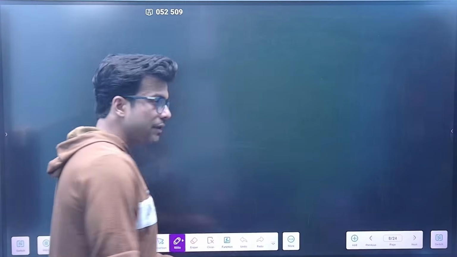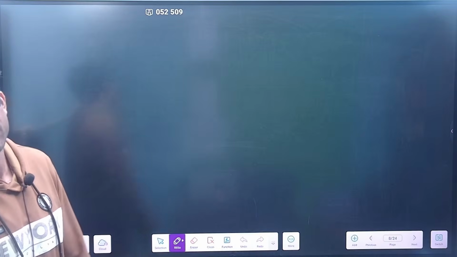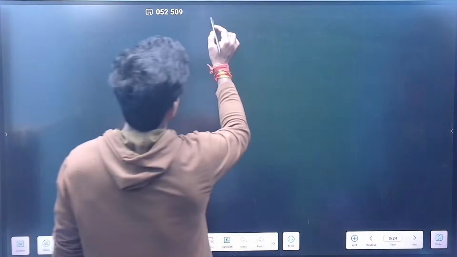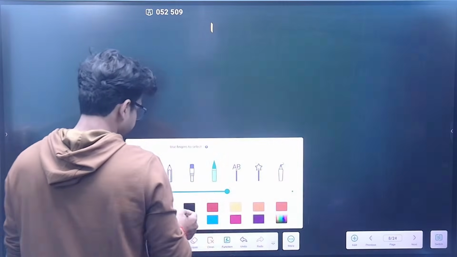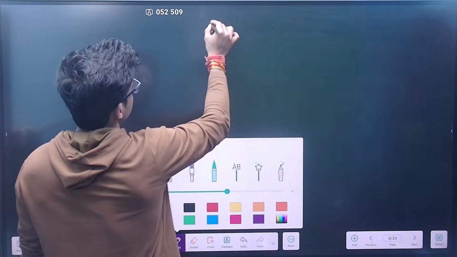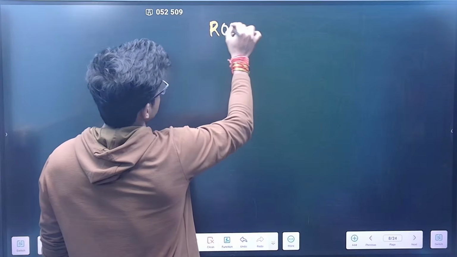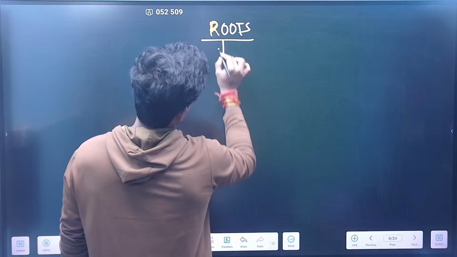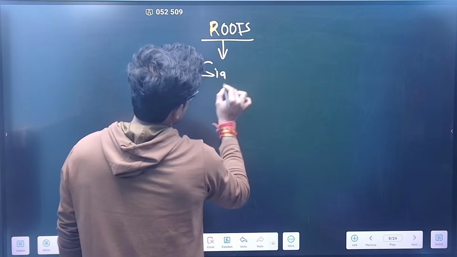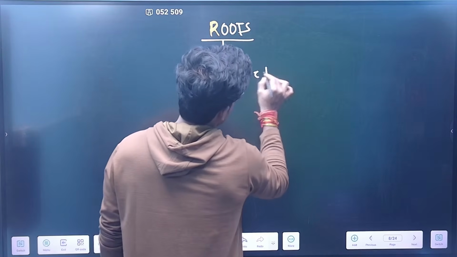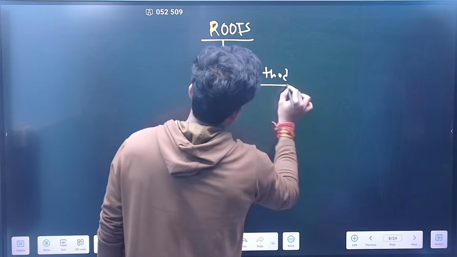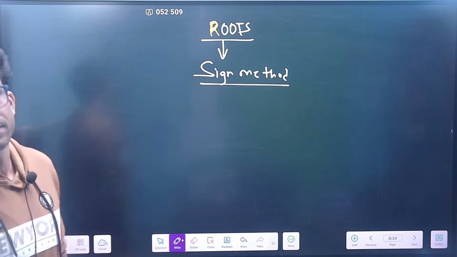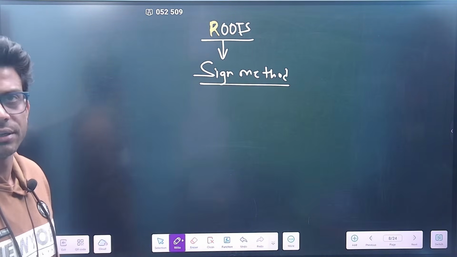So basically, guys, firstly, we will be discussing the sign method. The first point is to discuss the sign method. So in roots, we are discussing, first of all, the sign method. Try to understand every part, then I'll give you the questions. Please solve through that. Okay, because we always work on a quadratic equation.